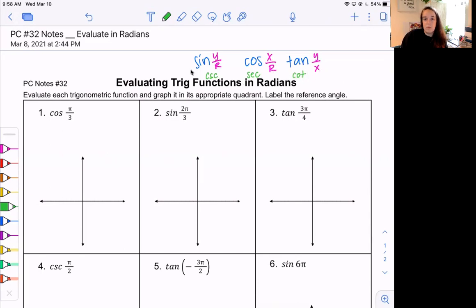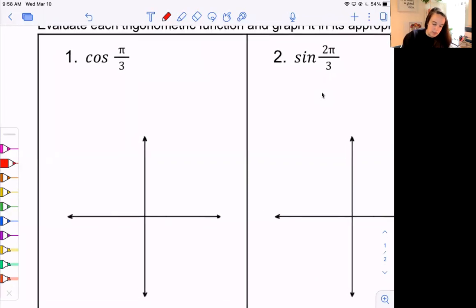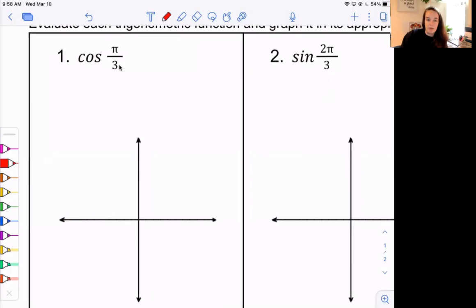Okay. So we'll be using these today in order to evaluate the trig function and graph it in its appropriate quadrant. And we're going to label the reference angle. We're going to get some more practice with that reference angle. Okay. So let's zoom into number one, cosine pi over 3.